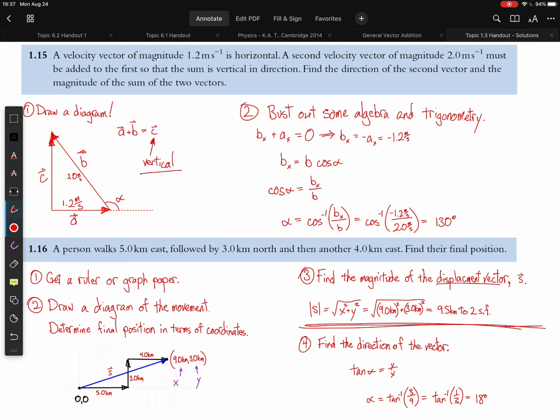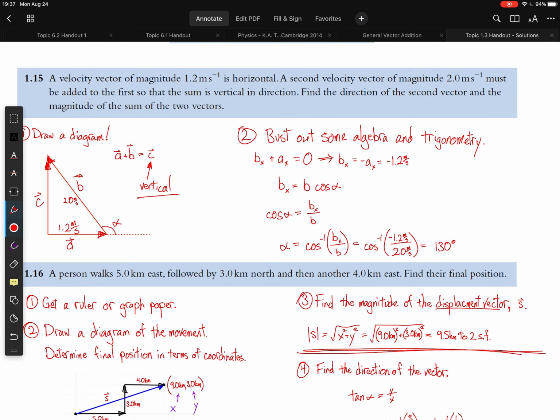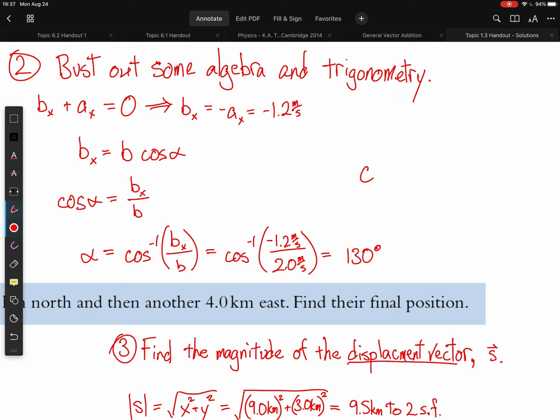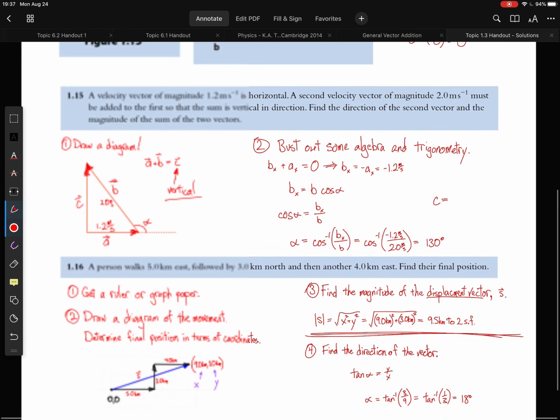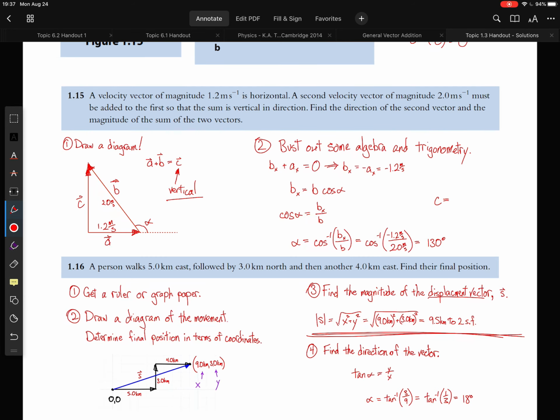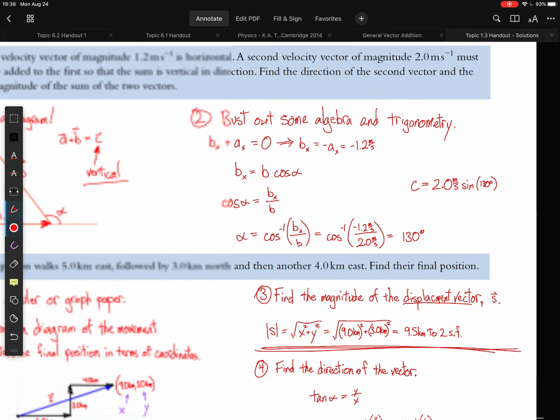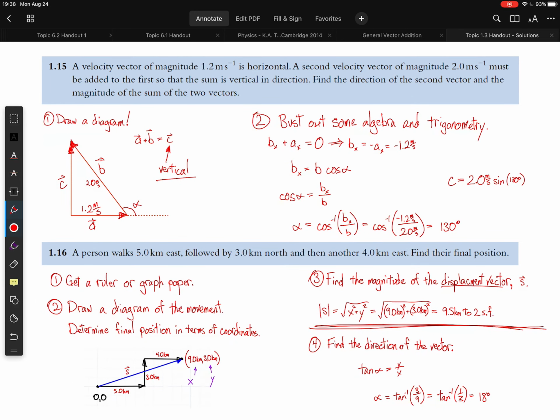So if we know this angle, 130, the magnitude of C will be equal to 2.0 meters per second times the sine of 130 degrees. And I'm not going to plug that into my calculator right now because I'm in a hurry, but this will give you the magnitude of that vector.